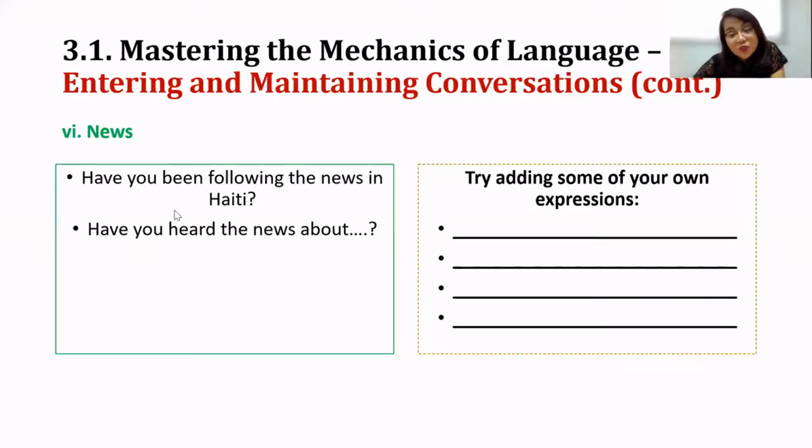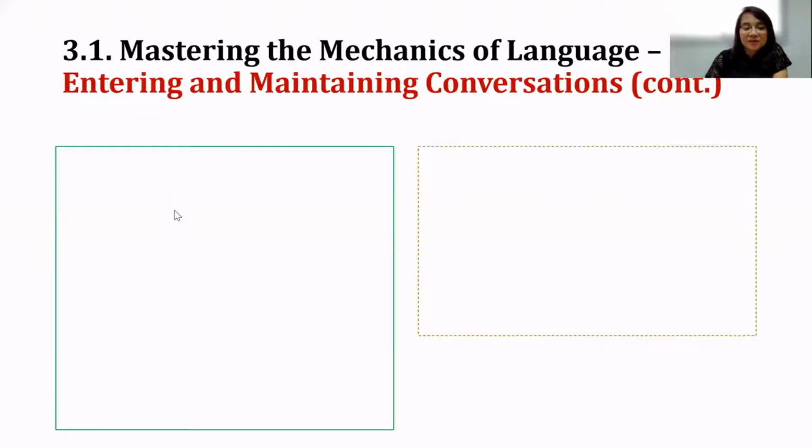And now I challenge you to write down expressions that we can use to talk about news. It can be news about any country, any city, or even your own country. If something happening in your country becomes a concern of the world, then you can use that to talk about in your small talk. If you're finished, let's move on to the next topic of small talk.